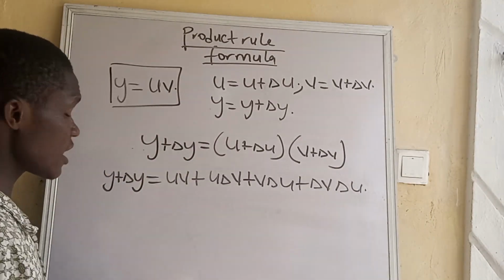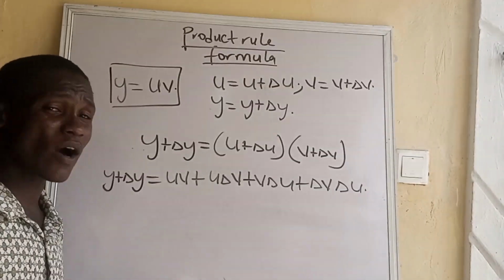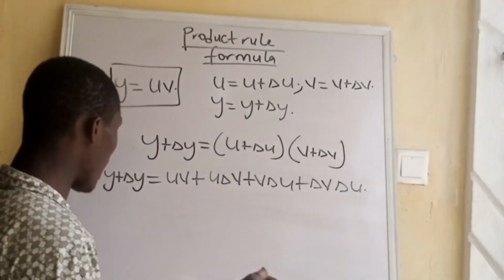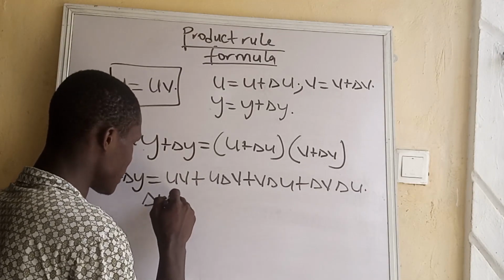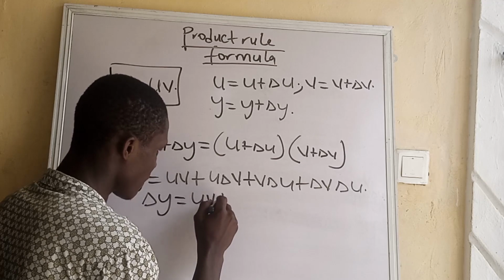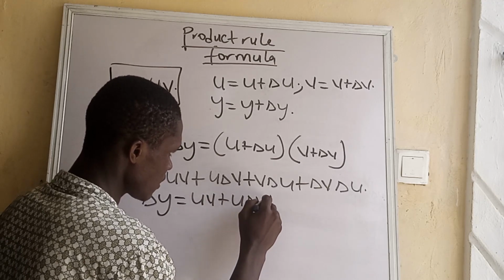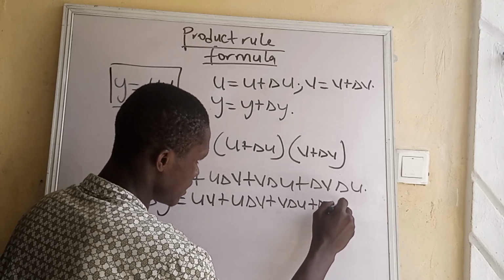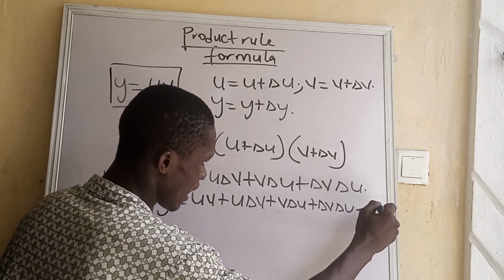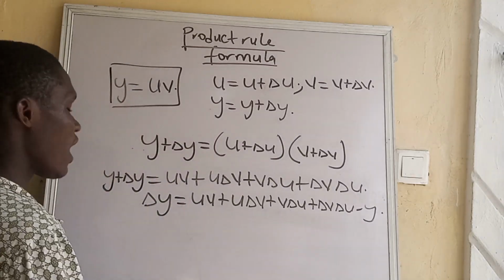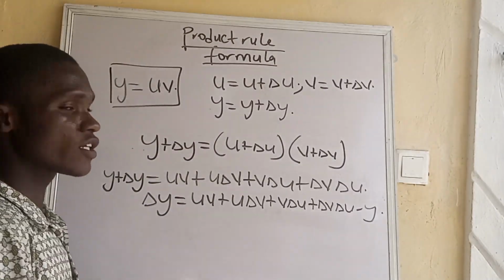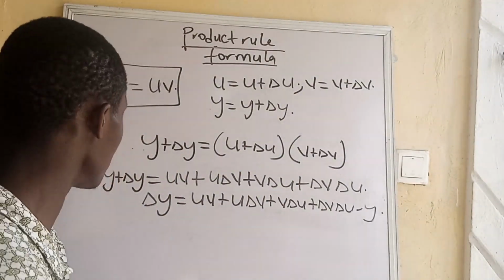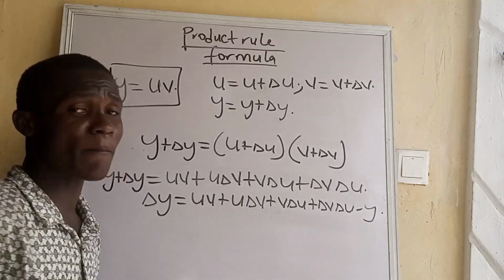Amazing. So the next step we are going to take again, we can make delta y the subject of the formula. In other words, we can make delta y stand on its own. So having that, we can say delta y is equal to uv plus u delta v plus v delta u plus delta v delta u minus y, because by the time any positive value is crossing the equality sign, it is going to turn to negative, while the negative value is going to turn to positive. So that's the reason why we are having minus here.